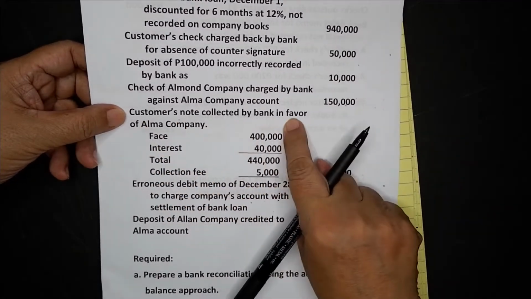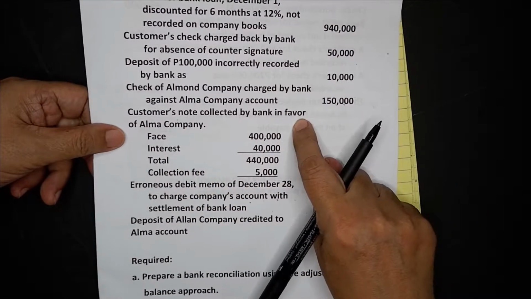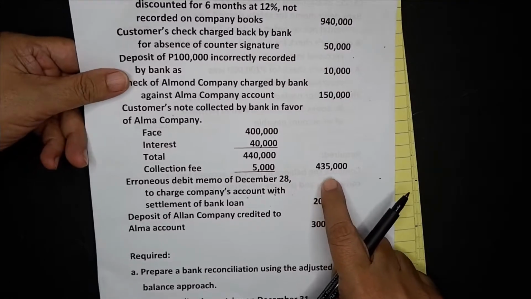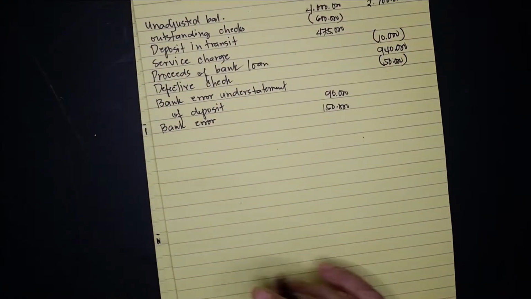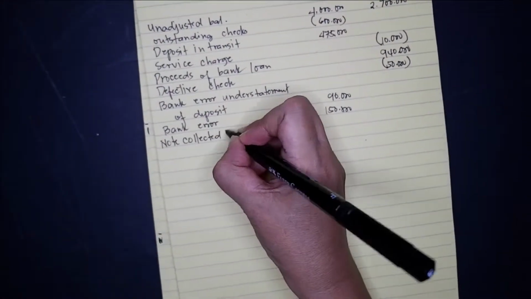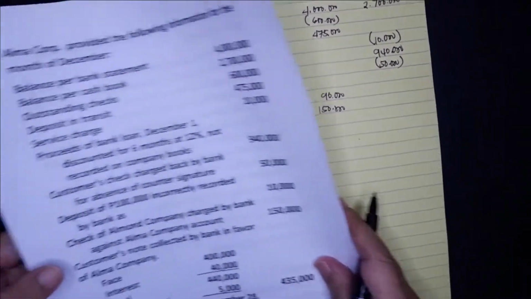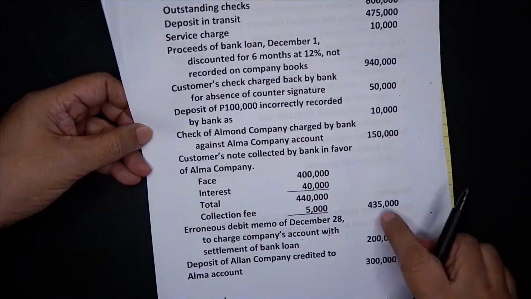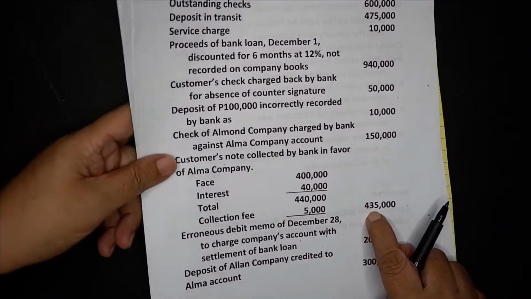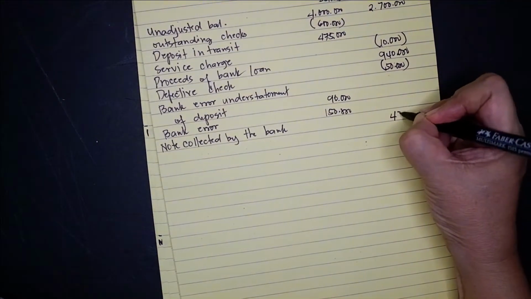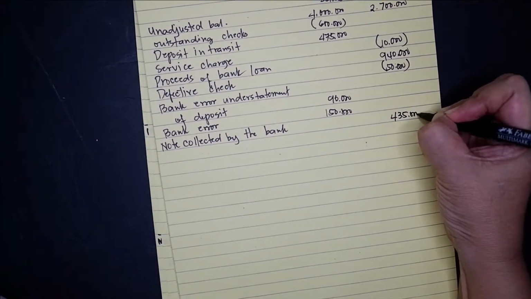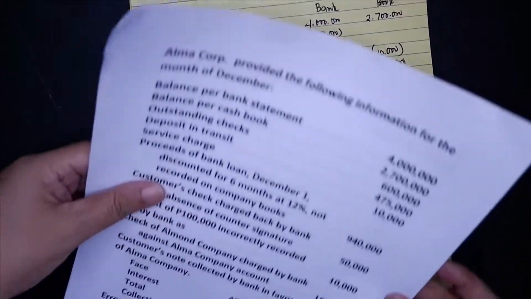Then we have customer's note collected by the bank in favor of Alma Company, 435,000. Customer's note, so that is note collected by the bank. Okay, so we have note collected by the bank, 435,000. Credit memo, so that is plus.